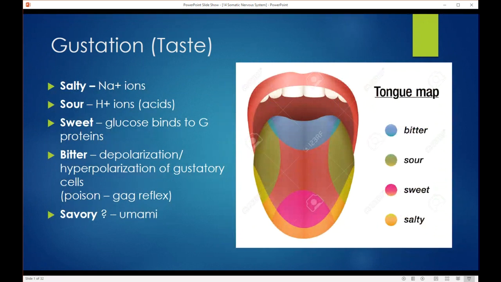We have salty. Salty is the presence of sodium ions. Sour is the presence of hydrogen ions or acids. Sweet is glucose, and the glucose actually binds to a G protein. Bitter is when we have a depolarization or even a hyperpolarization of those gustatory cells. This is also activated through our poison and our gag reflex. And then there's savory. Savory is actually now referred to as umami.